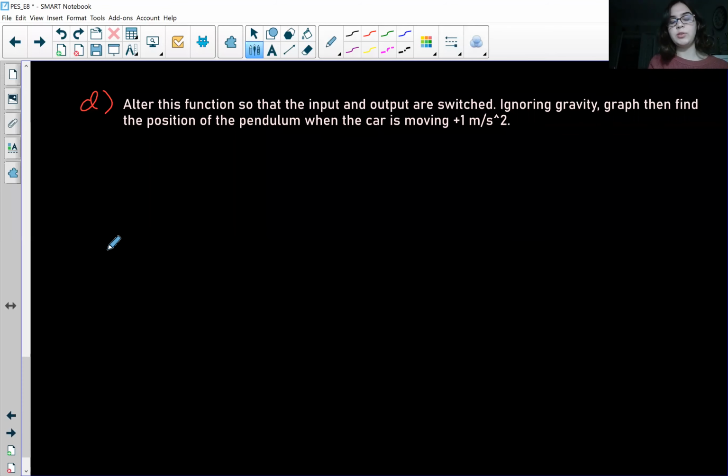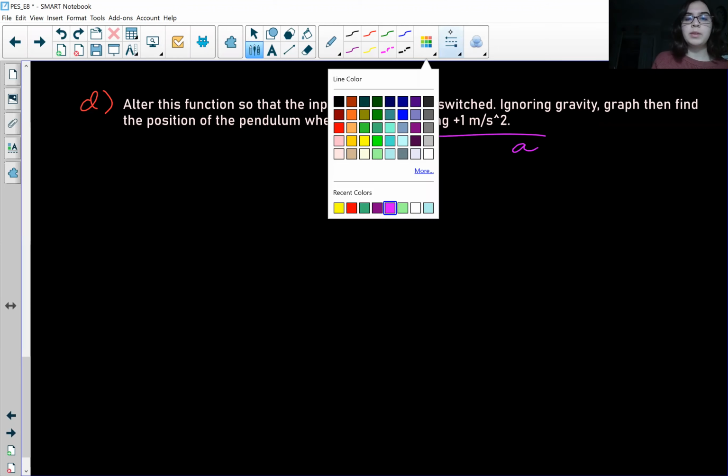Alter this function so that the input and output are switched. Ignoring gravity, graph, then find the position of the pendulum when the car is moving +1 meters per second squared. So I just want to clarify, this is the acceleration of the car. Okay. First thing we need to do is switch those inputs and those outputs.